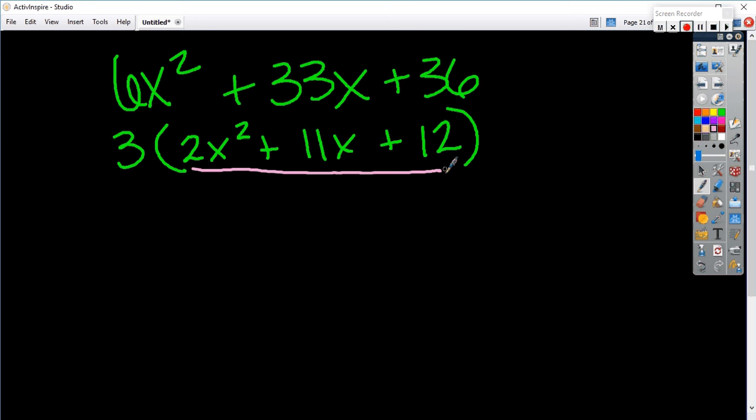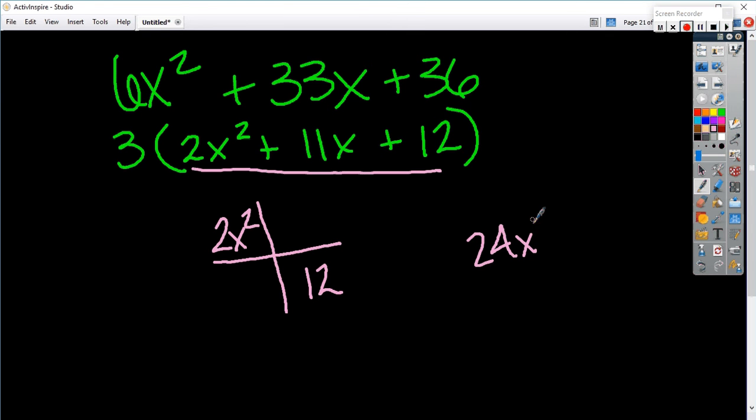What are my signs going to look like? Positive. Positive gives me positive, positive. Do I need to keep up with signs? No. What goes in the first box? 2x squared. What goes in the last box? 12. Put those together. Now what multiplies to 24 but adds to 11?